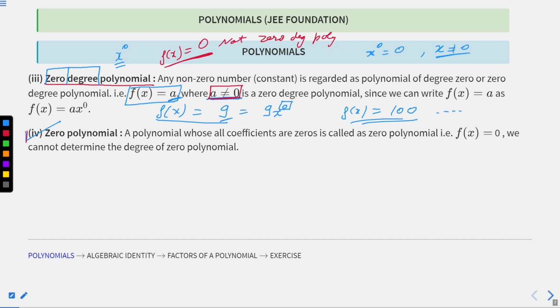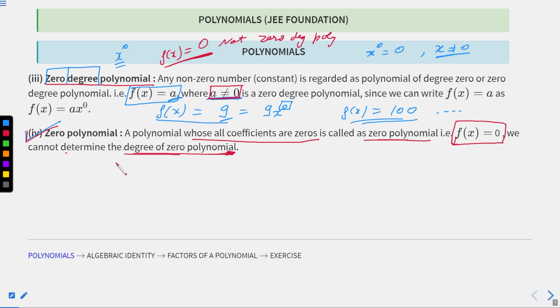Now in this case, zero polynomial means a polynomial whose coefficients are all zeros, or just f(x) equals 0. This is the only zero polynomial. We cannot determine the degree. So in this case, we cannot determine the degree. I hope this is clear. Why are we saying that we cannot determine the degree?